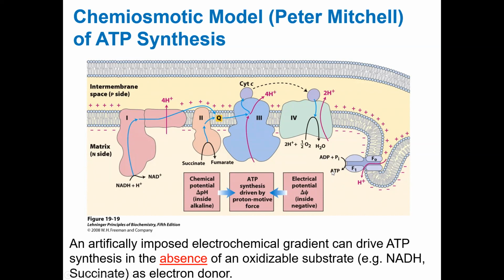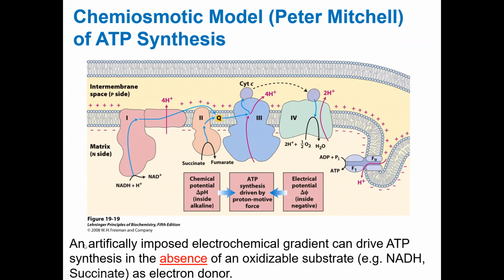Can you prove that by some other means? Right? And it turns out you can. You can literally impose an artificial electrochemical gradient in the intermembrane space. Forget about feeding mitochondria anything like oxidizable substrates like NADH or succinate. But if you take a mitochondria and you are able to create a proton gradient in the intermembrane space, you can still synthesize ATP from ADP and inorganic phosphate. As long as you provide ADP and inorganic phosphate, it will make ATP.